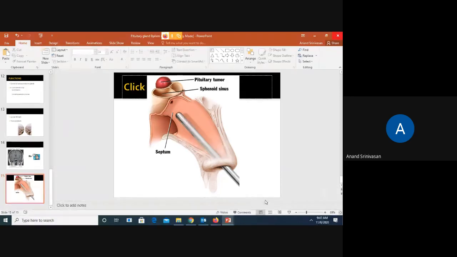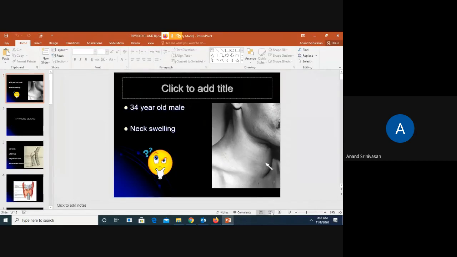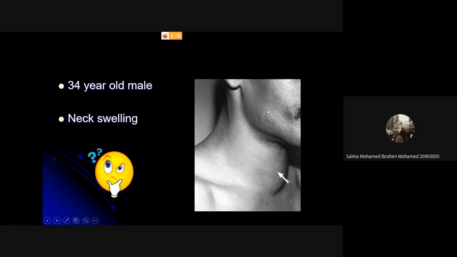So the pituitary can be approached through the nasal cavity, by passing through the sphenoid air sinus, because you know the inferior part of the pituitary gland is the sphenoid air sinus. Okay, so this is with regard to the pituitary gland. Any doubts? No, doctor. Okay, now we can go to the next gland.